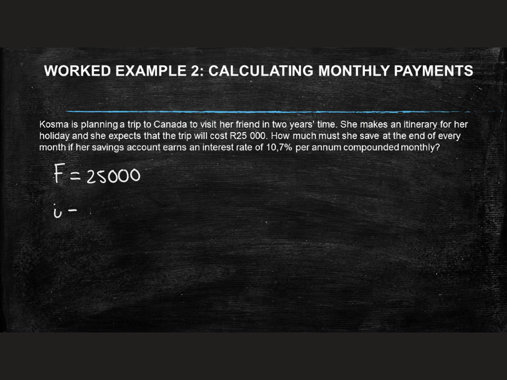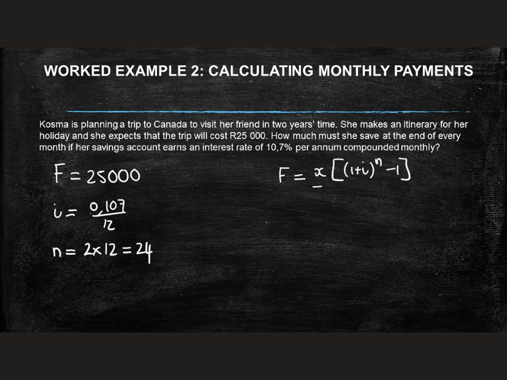We know that the interest is equal to 0.107 over 12, and we now also know how long she's going to be doing this for. 2 years' time for 12 months makes it 24 months. That means that if we're going to take F equals x times 1 plus i to the n minus 1 all over i, we're trying to work out how much she's going to pay for x. Pause this video and try solve for x yourself.